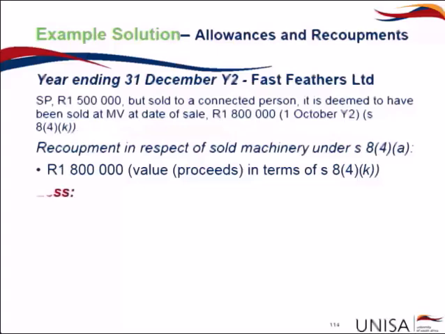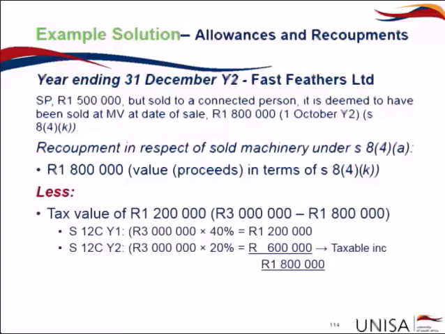From that, we are going to deduct the tax value of this asset. The tax value will be the 3 million less the allowances that we've claimed. So we claimed 1.2 million in the first year, 600,000 in the second year, giving us a 1.8 million allowance that we have claimed in terms of section 12C, because this is a manufacturing asset. Therefore, our tax value will be the 3 million less the allowances that we've claimed, being 1.8. So our tax value is 1.2 million.